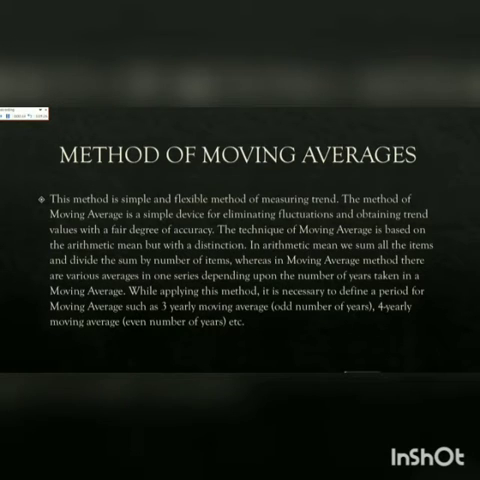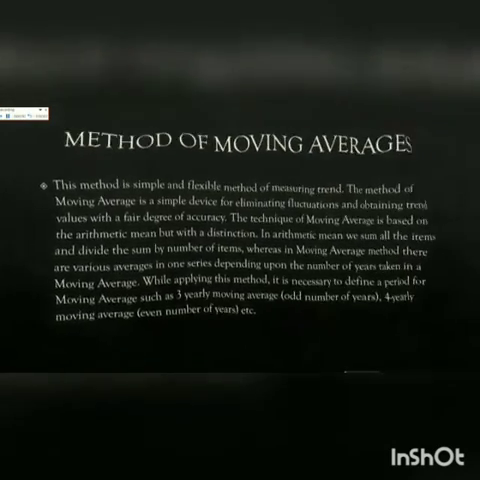In arithmetic mean, we sum all the items and divide the sum by the number of items. Whereas in the moving average method, there are various averages in one series depending upon the number of years taken in a moving average. While applying this method, it is necessary to define a period for the moving average, such as 3 yearly moving average, odd number of years, 4 yearly moving average, even number of years, etc.